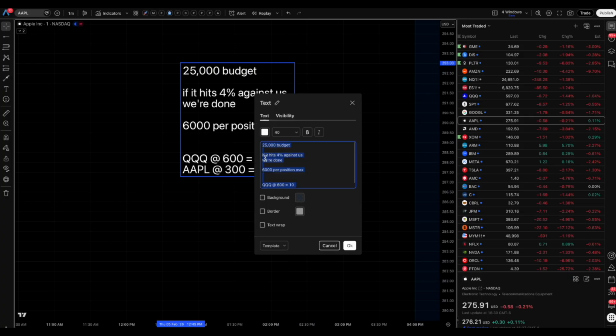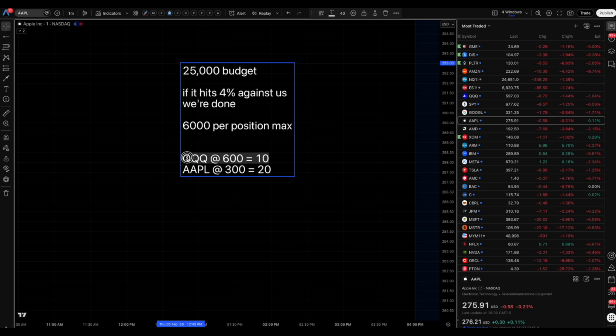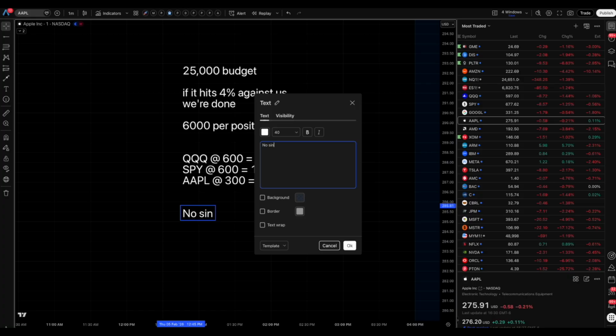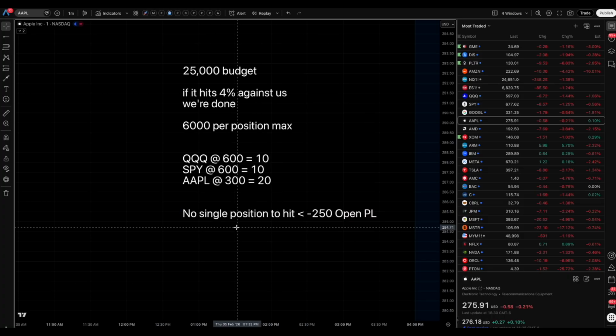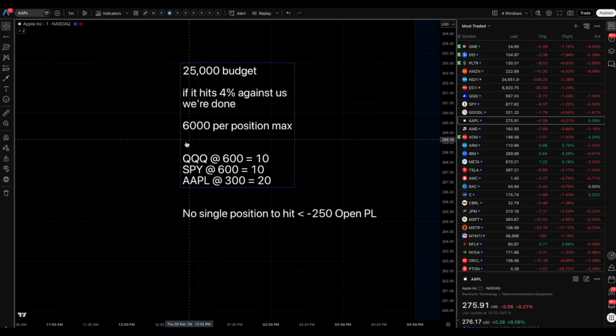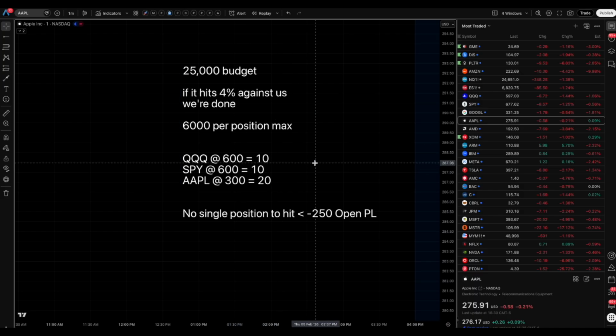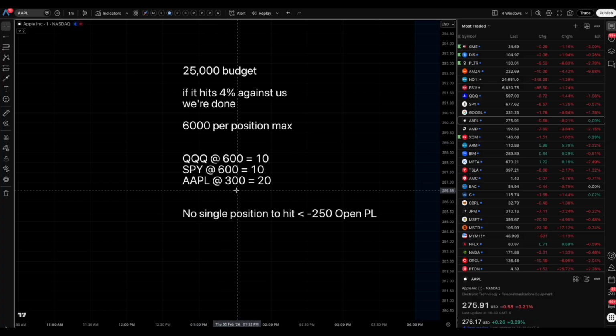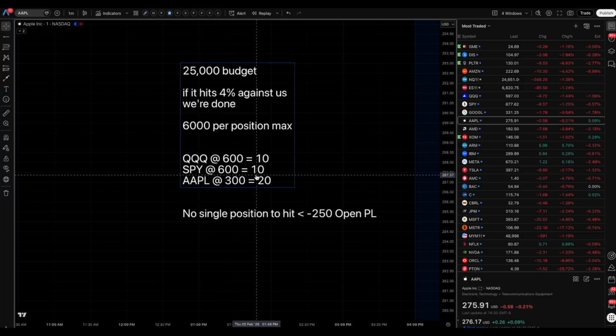SPY is going to be really close to the Qs. In order to survive, we want no single position to hit negative $250 in open P&L. That's it. No single position should hit negative $250 in open P&L. If you follow this formula, you'll do that, because we're taking our total budget of $25,000, which gives us 4% of wiggle room. We're figuring out how many shares we can buy with $6,000, and that's our position size. We're just going to do that over and over again, and we're going to let these stack.